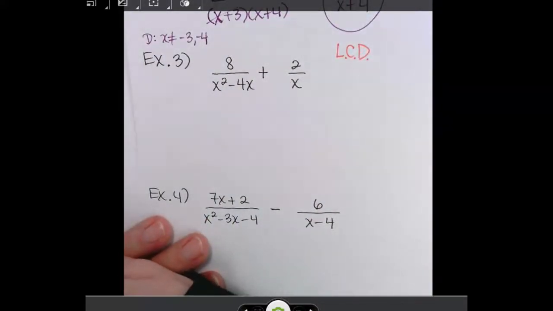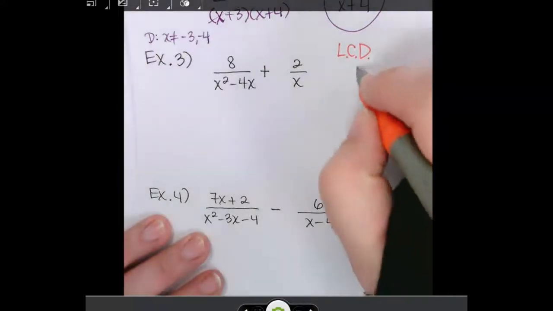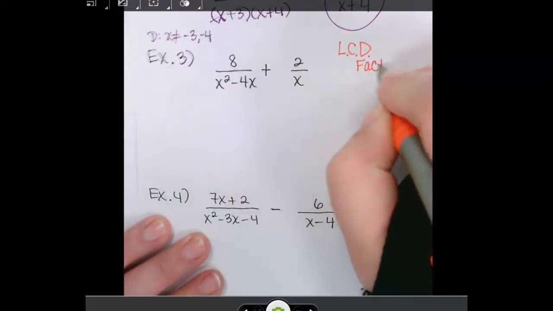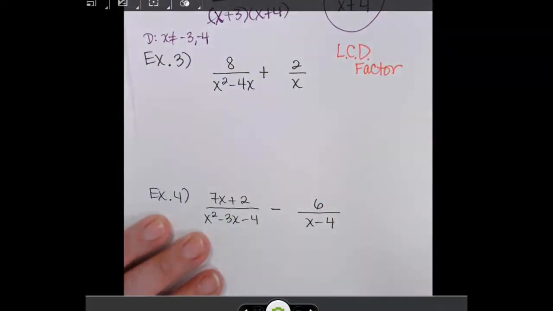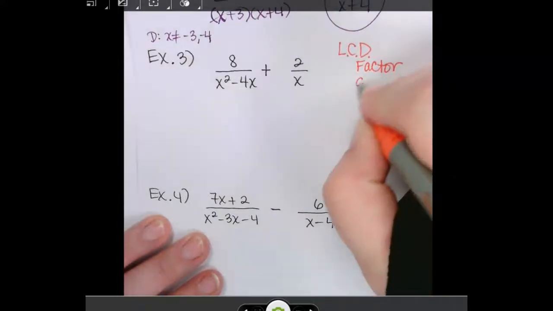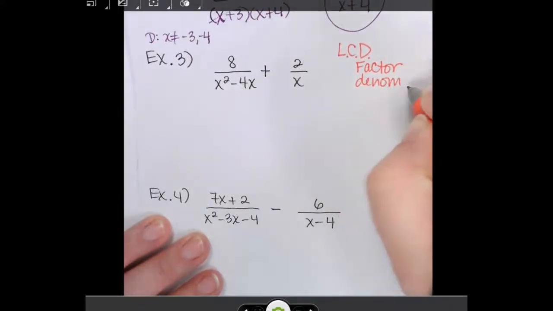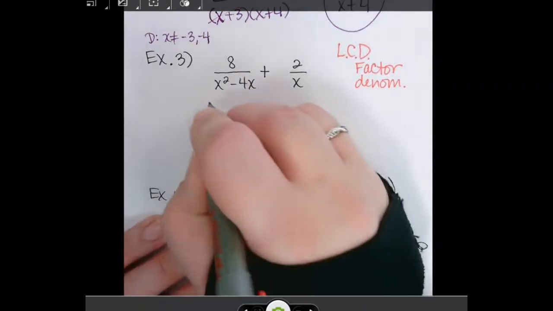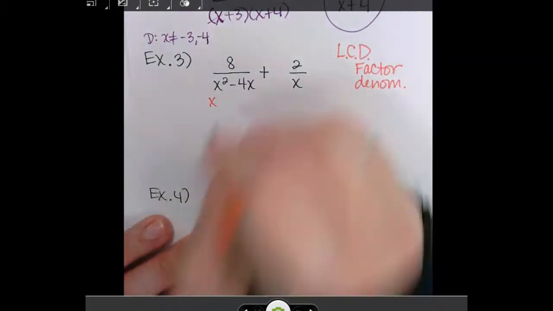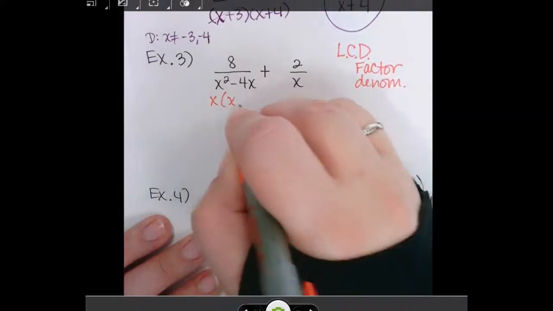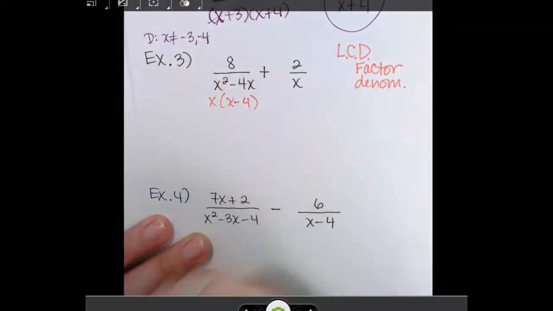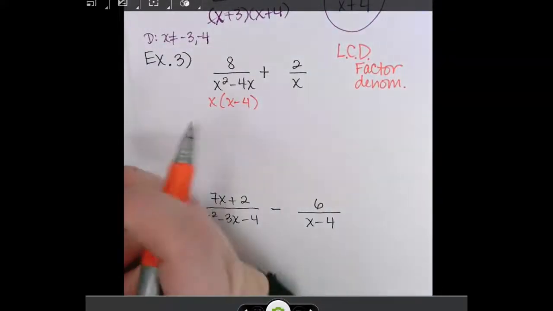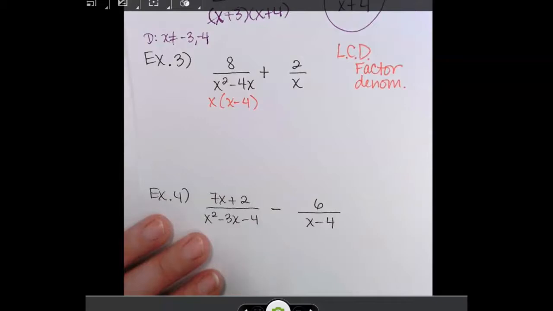So in order to identify our LCD, we need to factor all of our denominators. Okay, factor the denominators. For this first denominator, x squared minus 4x, there is just a common factor of x. If I factor out an x, I get x times the quantity x minus 4, right? I undistribute the x. This second denominator is just a single x already.